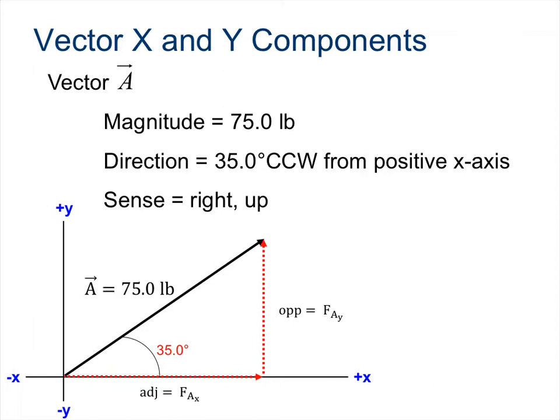So down below, you can see we have vector A that has a magnitude of 75 pounds of force. Its direction is going 35 degrees counterclockwise from the positive x-axis, and its sense can be described as going to the right and up. Notice that the sense going right and up forms a right triangle. Your hypotenuse being the magnitude, 75 pounds of force. The adjacent side would represent the force of vector A in the x direction, and the opposite side would represent the force of A in the y direction.